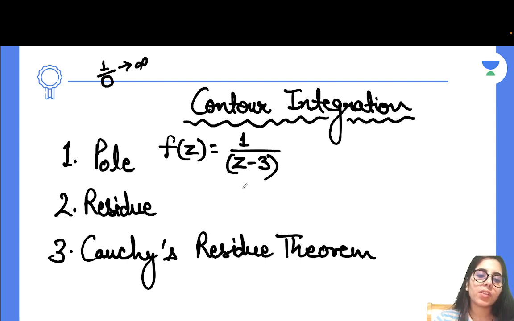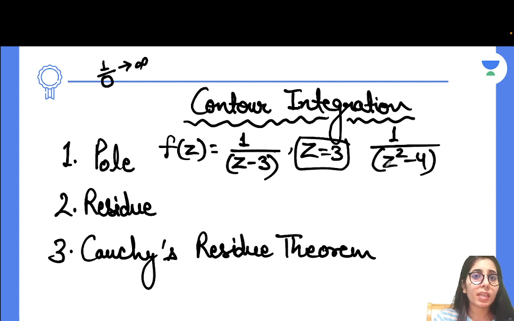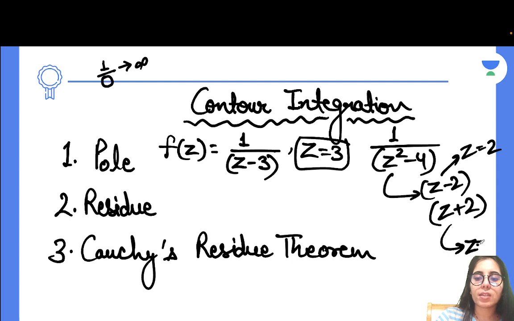So z minus 3, if you equate it with 0, you will get z is equal to 3. So that is going to be the pole. In the same way, if I take the example z square minus 4, or even anything else, you have to find its factors to know the z values. So I can write it as (z minus 2) into (z plus 2), because that will give me z square minus 4. This gives z is equal to 2 if I equate the first factor with 0, and z is equal to minus 2 if I equate the second factor with 0, right?